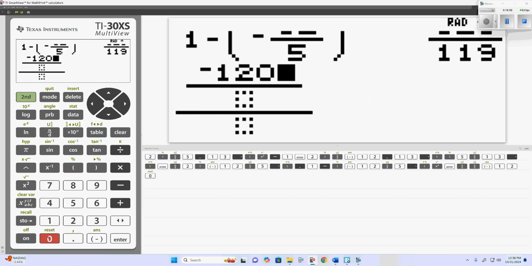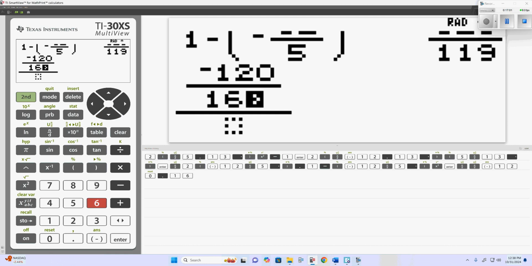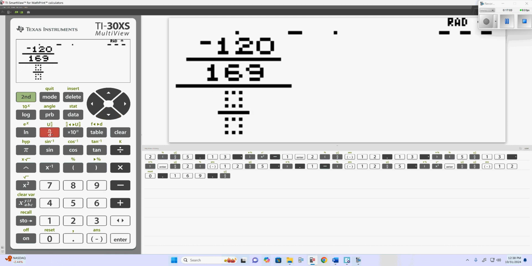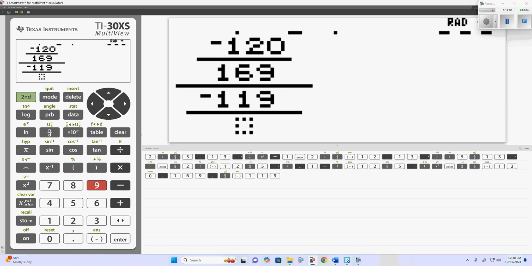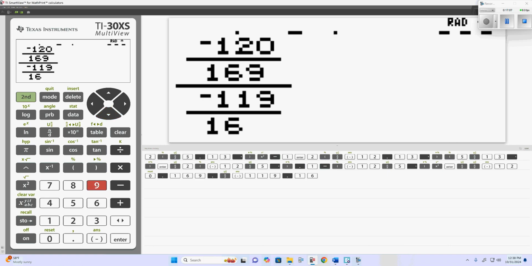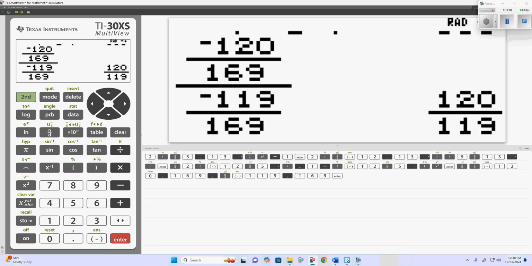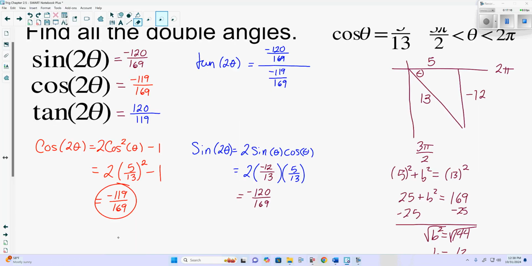There you go. 120 over 169 over negative 119 over 169, which gives us 120 over 119. So either way, we can get to the same answer. It's just figuring out which way we want to go, especially with tangent, because tangent is just sine over cosine. Questions on this here so far?